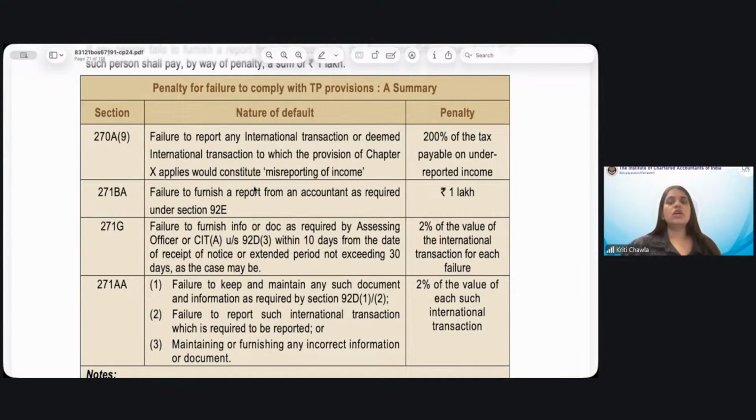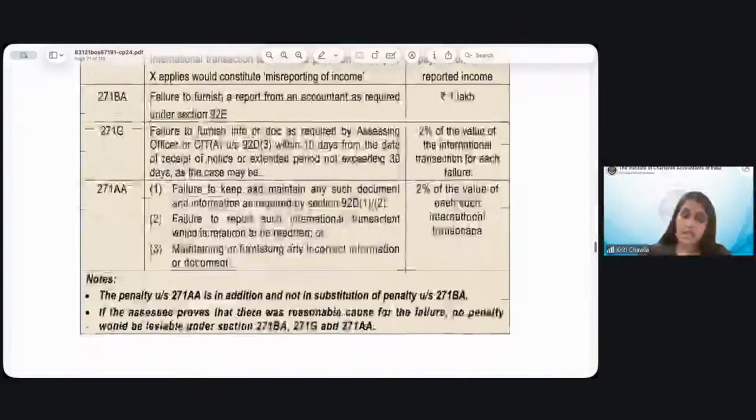Now, when you don't furnish the accountant's report, also called Form 3CEB, remember that there is a penalty of 1 lakh rupees. Then when the assessing officer calls for information and that is not furnished, there is a penalty of 2% of the value of the international transaction.